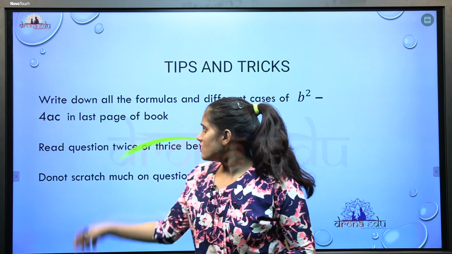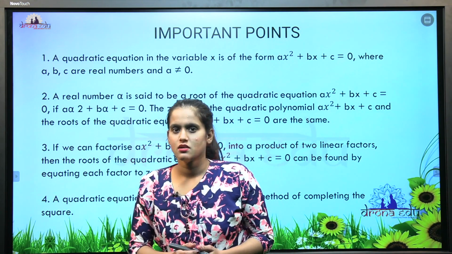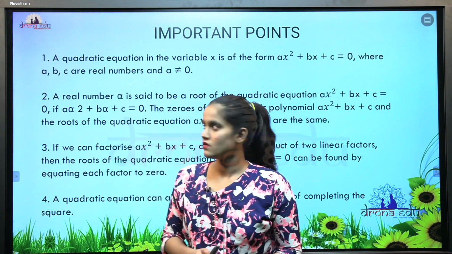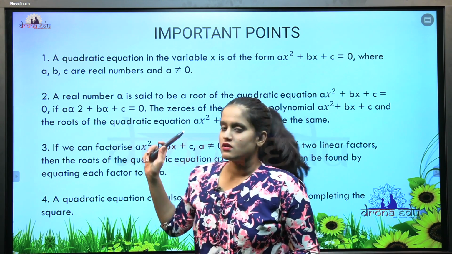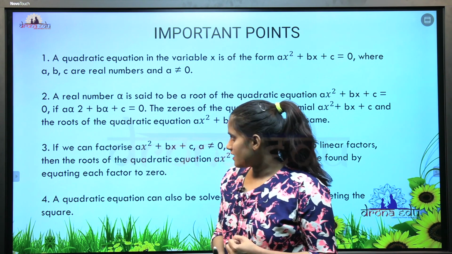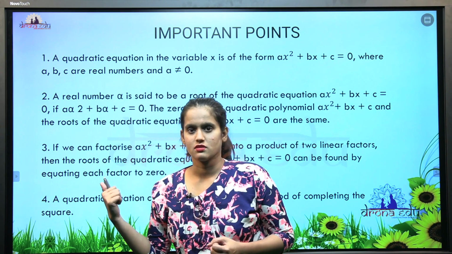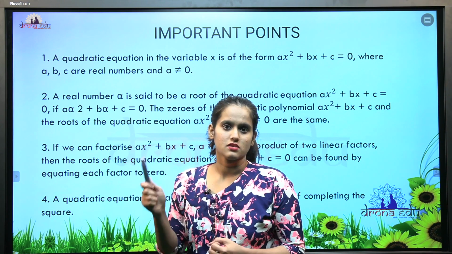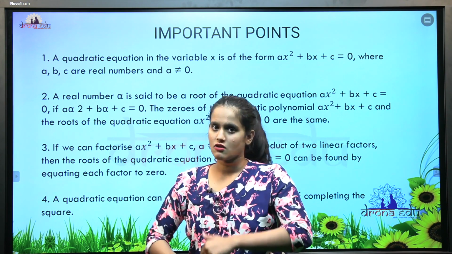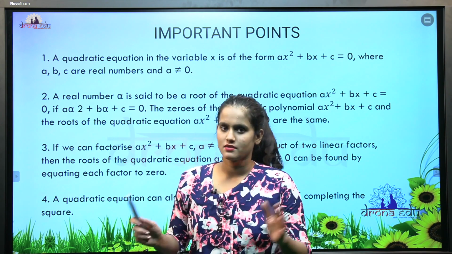And then there are important points to be remembered. What is that? The general form of a quadratic equation. It is given by ax square plus bx plus c is equal to 0, where a is not equal to 0. And roots and zeros are nothing but the same. Got it? Don't get confused with that. And be careful, because you may get confused between polynomial and quadratic equation. That's why I told you, read the question carefully twice or thrice. Don't get confused with the lessons, because there also we are in quadratic equation, here also we are in quadratic equation. But it's fine, read the question twice.